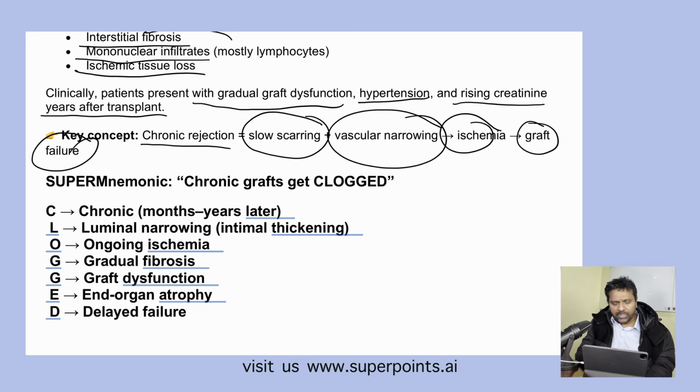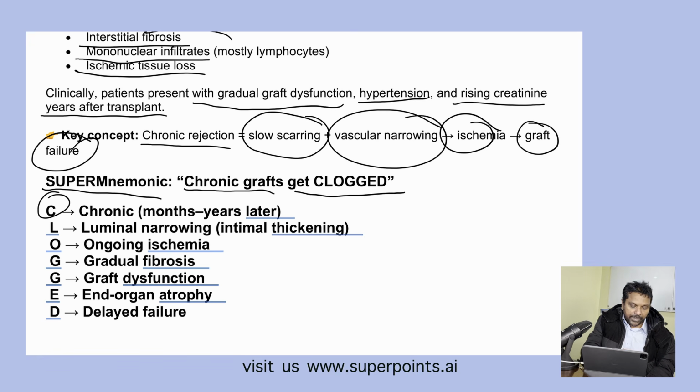How do you remember this? This is the mnemonic you can use. Chronic grafts get clogged. C for chronic. It is already there. Chronic graft, chronic. And L for luminal narrowing. There is intimal thickening and luminal narrowing.